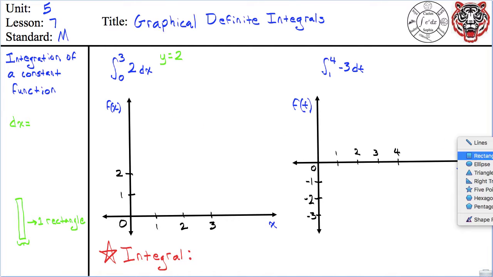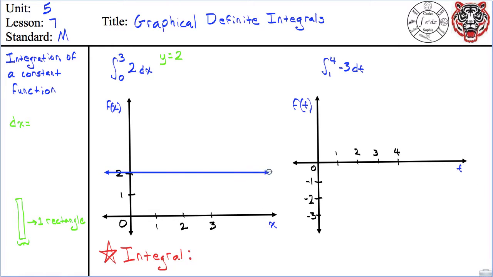If you're picturing a graph that looks like this, you would be correct. And make sure that that does go through 2. This is the constant function y equals 2. So now I'm asking, what is the area under the curve between 0 and 3 of this graph?